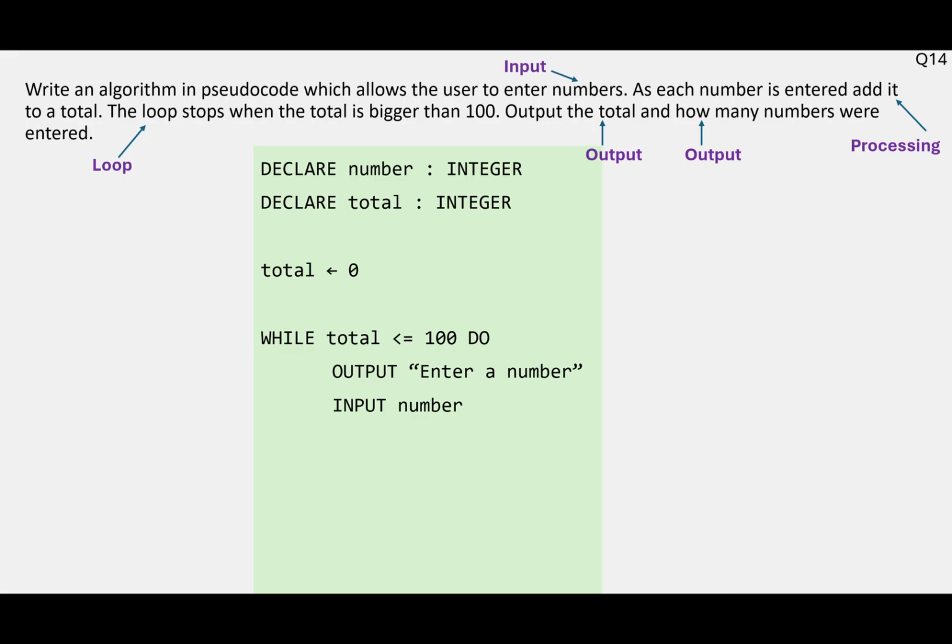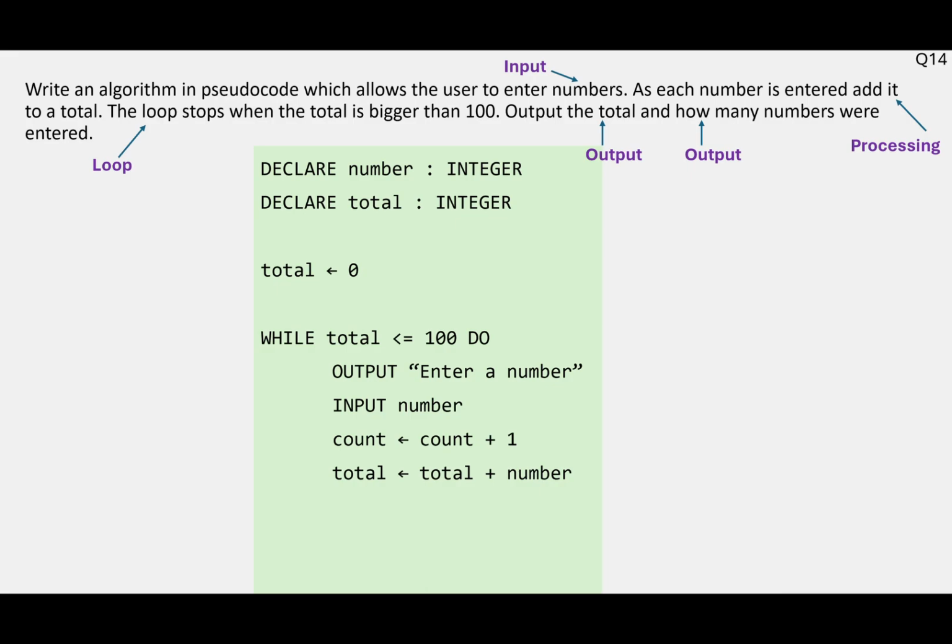While the total is less than 100, we enter a number, input number. So what we need to do next is add the numbers to the total. So total is going to be assigned total plus number. Okay, now we also need to know how many numbers were entered, so we're going to need to count the numbers. So assign count plus 1 every time a number is entered.